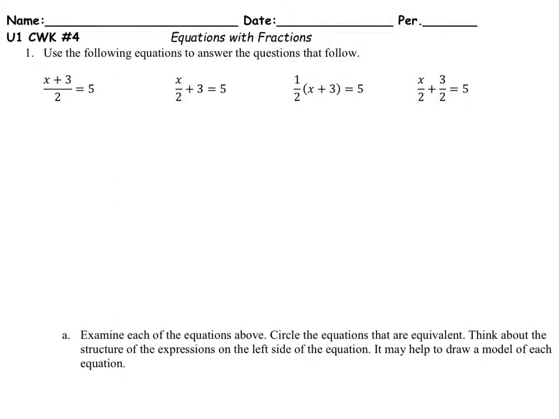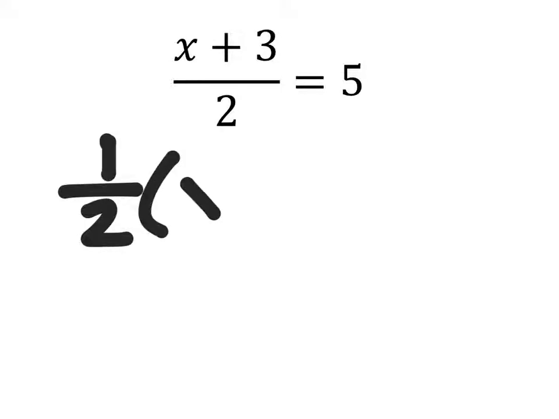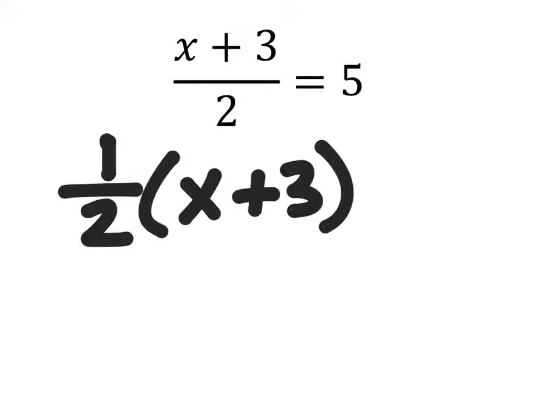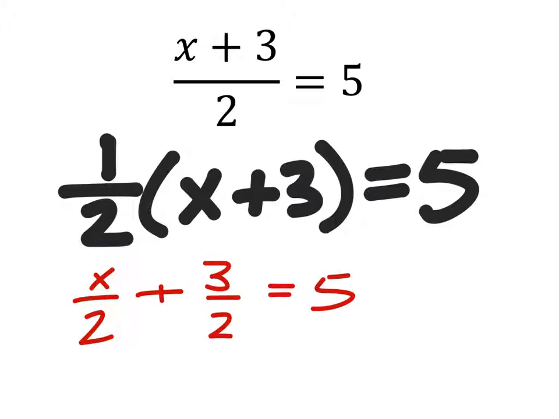Okay. Well, let's just take a look at these and see how we can split them up. This first one could be split up into a 1/2 kind of a distribution problem, like these, equals 5. We're kind of factoring out that half from the denominator. Another way we could write it is by splitting up the fraction into two separate fractions, which would be x halves plus 3 halves equals 5, and that would be good.